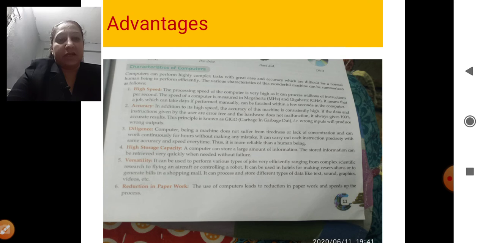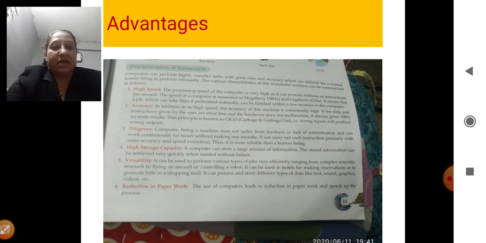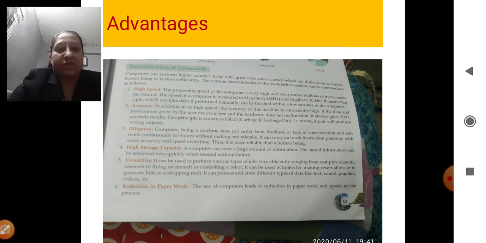Next topic is diligence. What does diligence mean? There is no tiredness at all. We human beings after a certain point of time get tired, but computers do not get tired at all. They will never say I am tired. Our face shows the expressions that we are tired, but on computer there is no such case at all. Computer keeps on working for hours and hours.